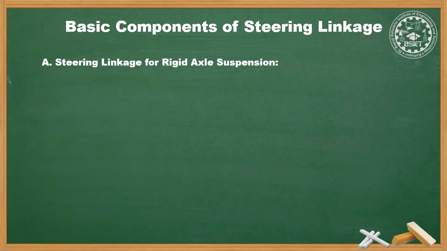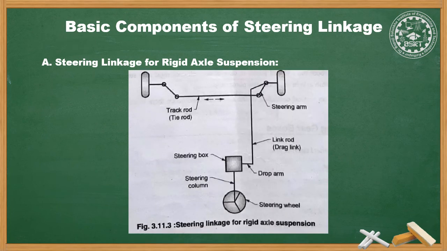The steering linkage for rigid axle suspension is shown in the figure below. That is, for the suspension having a rigid axle at the front, this steering linkage is used. In the steering linkage for conventional rigid axle suspension, the link rod causes the turning of the front wheel through the steering arms and the track rod. The track rod and steering arms are connected by ball joints.